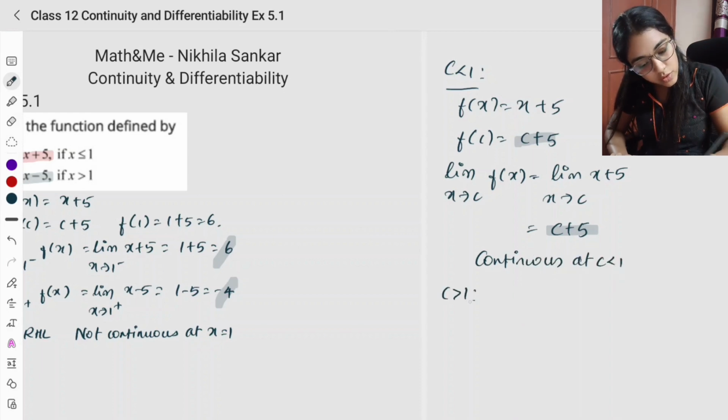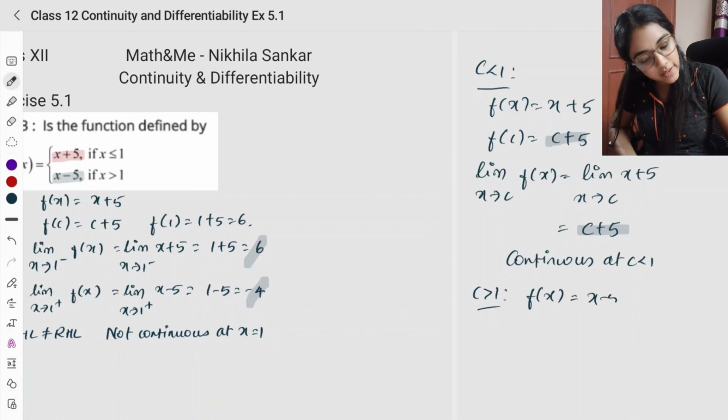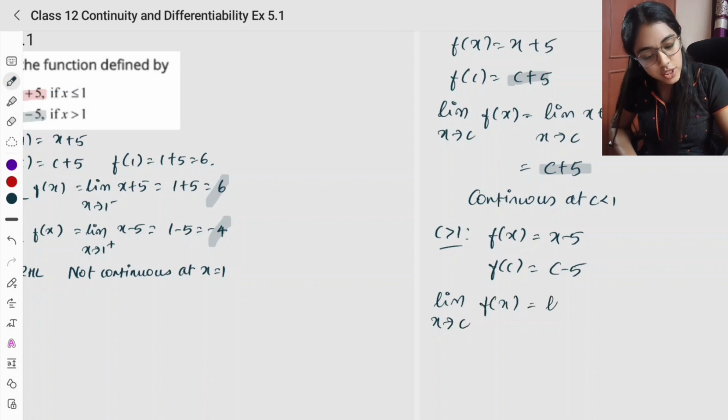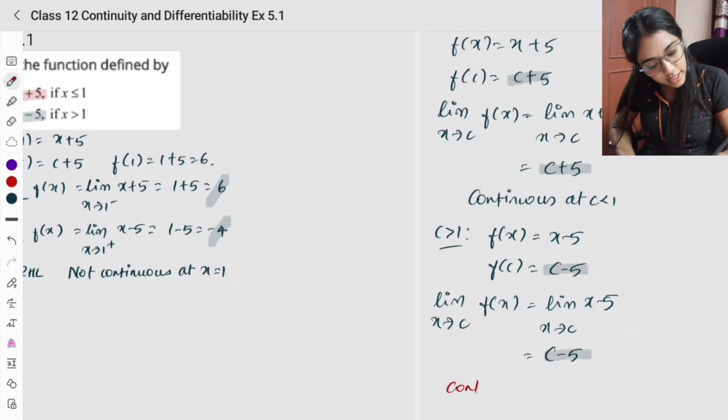Similarly for c greater than 1, f of x is equal to, what is it for greater than 1? x minus 5. So I have x minus 5. So f of c is c minus 5. So what is the limit? Limit x tends to c of f of x, which is x minus 5. When I substitute the value, I have c minus 5. So I see that the value is again equal, c minus 5 and c minus 5. So it is continuous at c greater than 1.